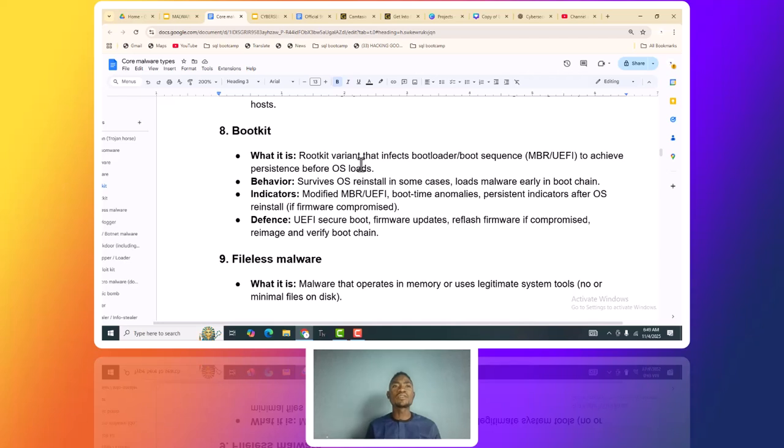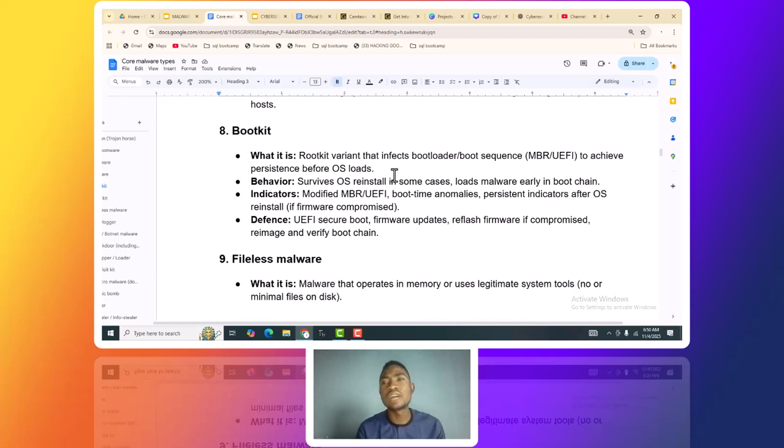Some of the indicators of compromise are that it modifies your MBR or even your UEFI, boot time anomalies, and persistent indicators after the OS has been reinstalled. Even when you restore the operating system, you can still find it there because it affects your bootloaders. And so we need to secure our UEFI boot, update our firmware, and also reflash firmware if compromised. And if possible, we can re-image or verify the boot chain. These are some of the ways we can defend against bootkit.